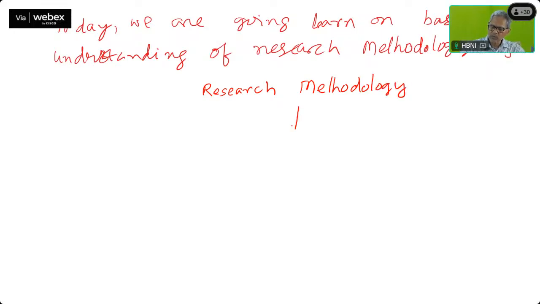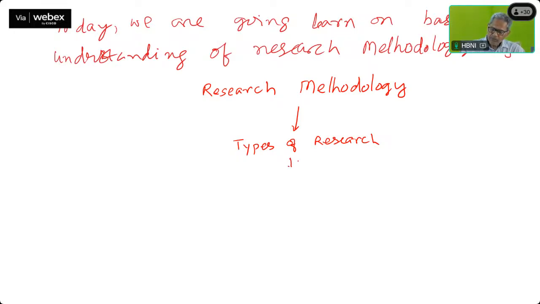Research methodology: we will define it and try to understand what exactly it means. Then we'll also learn the types of research, what is basic and what is applied research, the purpose of doing each, what the context is, and so on and so forth. We will learn this in more detail.